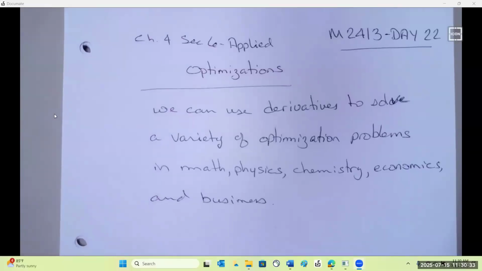All right, today we're going to cover section 6, applied optimization. What does that mean? What is an optimization? What does it mean to optimize? What does that refer to? What does to optimize mean? In one way, yes. Yes, and we're going to look at it that way.